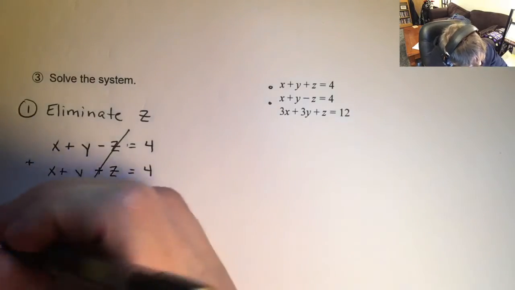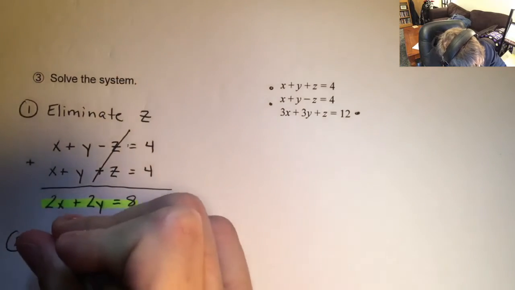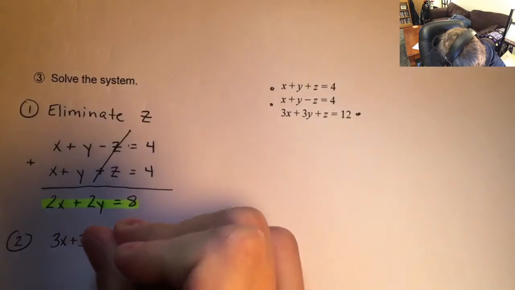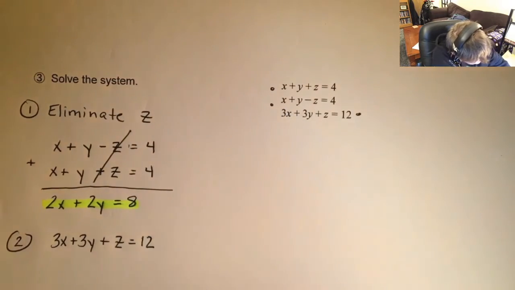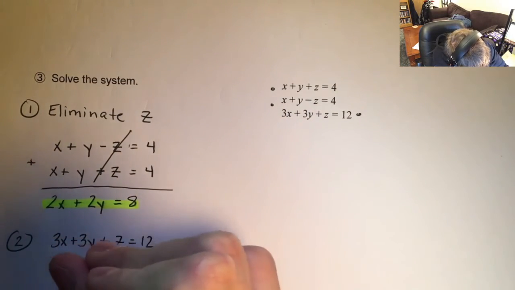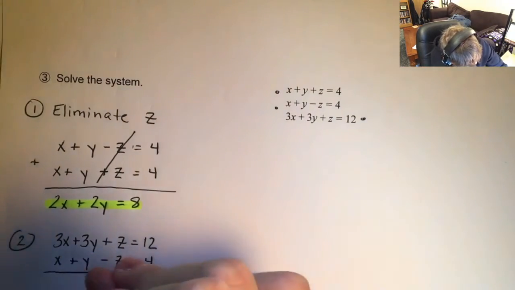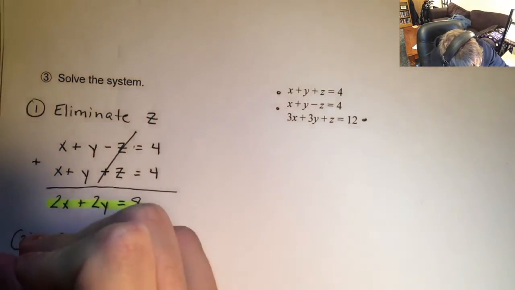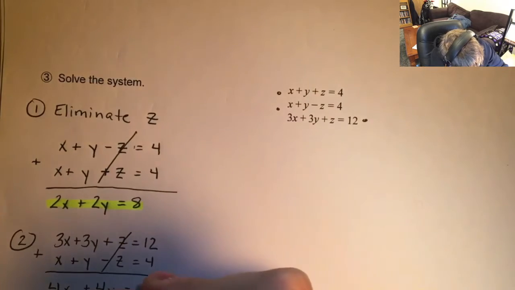Alright, let's go ahead and do the second one. So I know I'm going to have to use this bottom equation. So 3x plus 3y plus z is going to be equal to 12. Well, if I look here, these again are already opposites. So let's go ahead and, minus z is equal to 4. Okay, so I already have opposites here, so I can go ahead and add. So here those cancel, and because I'm adding, I'm going to get 4x plus 4y is equal to 16. Okay, so let's highlight that.